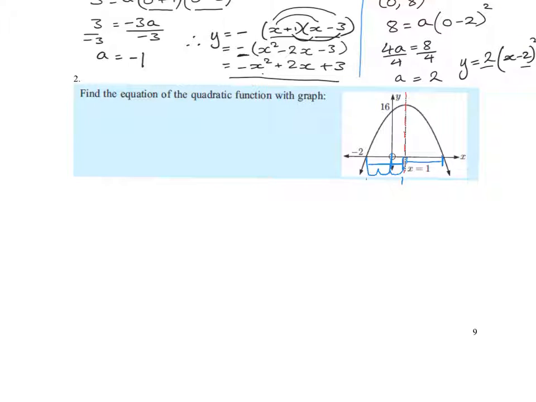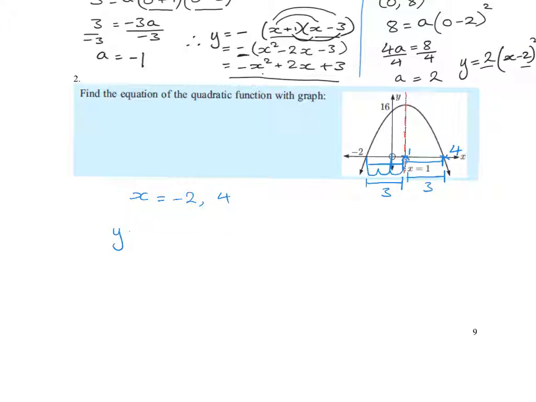So altogether, that distance is 3. Therefore, this distance has to be 3 as well. So if that point there is 1, then if you add 3, that there must be 4. So their x-intercepts are -2 and 4. I'm just going to write that down just to make it clear. So my x-intercepts are -2 and 4.